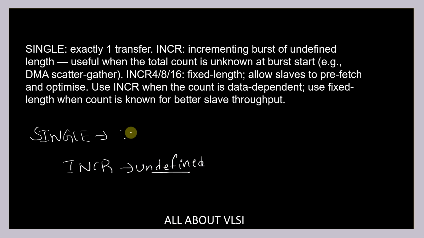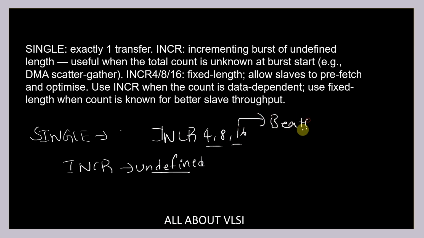right? But in the case of your INCR4, INCR8 and INCR16, you are going to know how many number of beats you are going to send, right? And it is fixed length. This is non-fixed length. So basically, INCR is nothing but undefined length. And this undefined length is useful when the total count is unknown at the burst start. For example, DMA scatter gather.